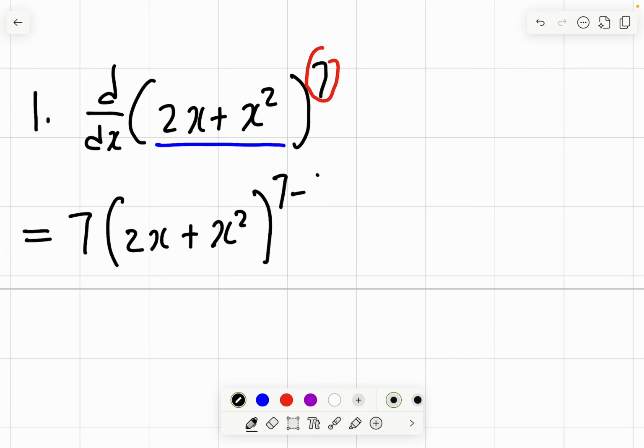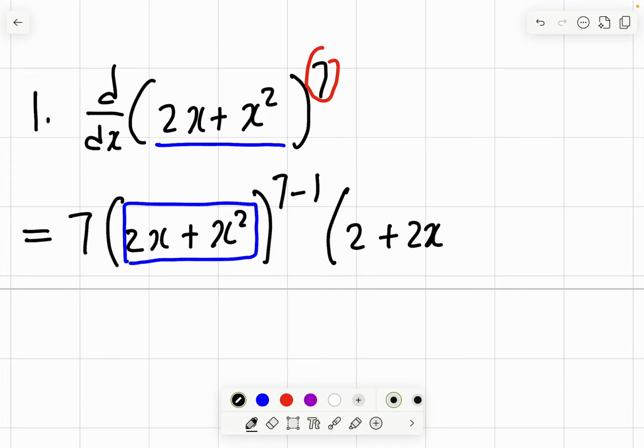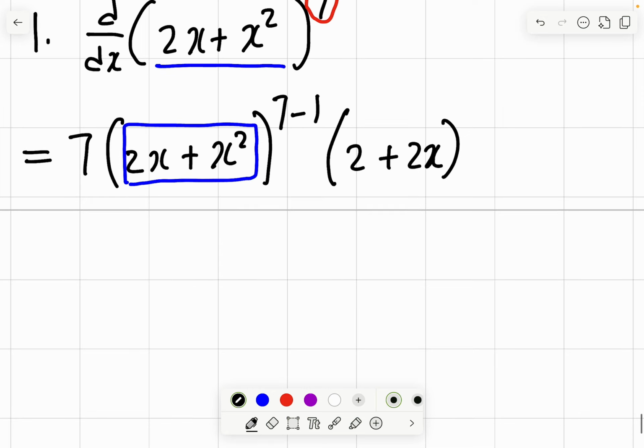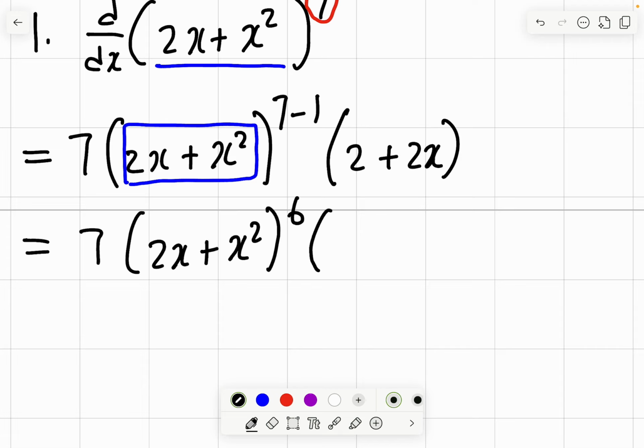Therefore, you multiply by the derivative of whatever is inside that function, which is going to be 2 plus 2x. So that is how you are deriving that thing. Then your final answer is going to be 7 times (2x plus x squared) to the power 6, times (2 plus 2x). That's how you can find the derivative of that thing.